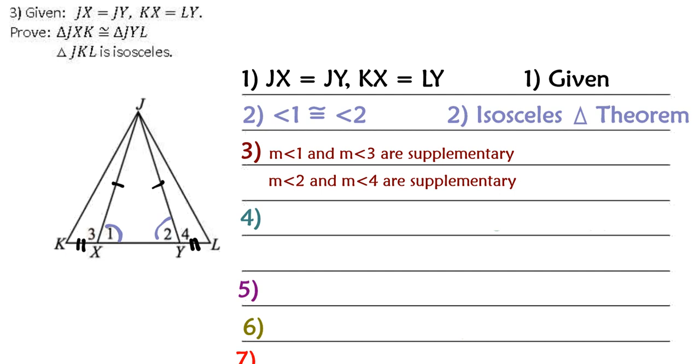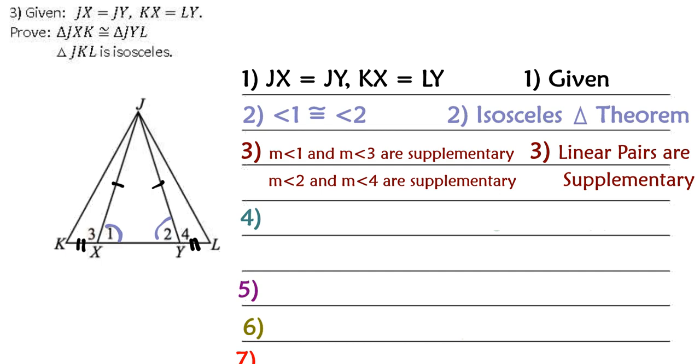If you say that they are supplementary because they add to 180, that's not a reason why. You're saying they add up to 180 because they add up to 180. The definition of supplementary is they add up to 180. That's not a reason why they add up to 180. The reason why they add up to 180 is because they're linear pairs, and linear pairs are supplementary.